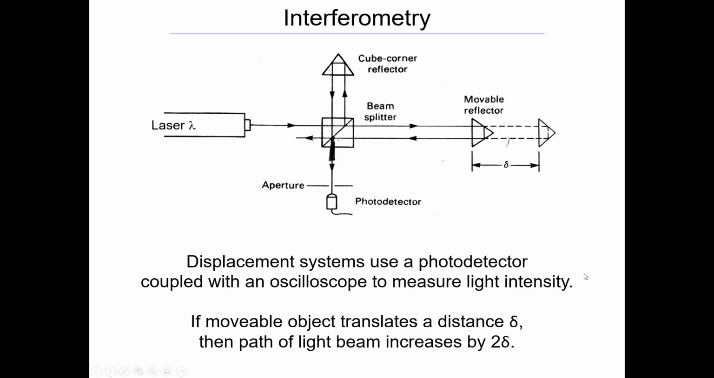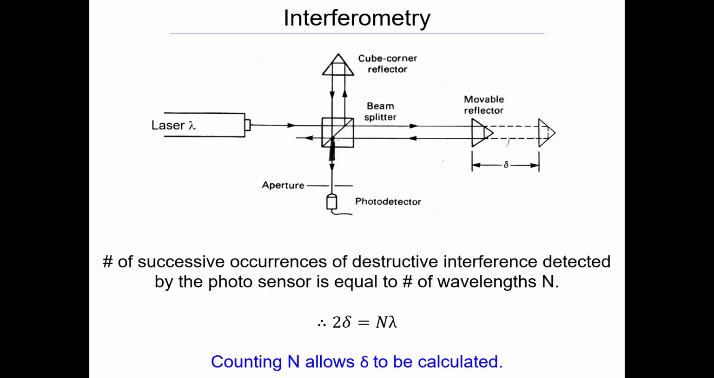This light intensity is important too, because we're not just counting the pulses, but we want to get better resolution. We want to resolve down to 90 degrees, or some fraction of the 360. We don't just want to count the pulses. We want to resolve to values in between those. And measuring the intensity allows you to do that. So the number of successive occurrences of destructive interference detected by the photosensor is equal to the number of wavelengths n.